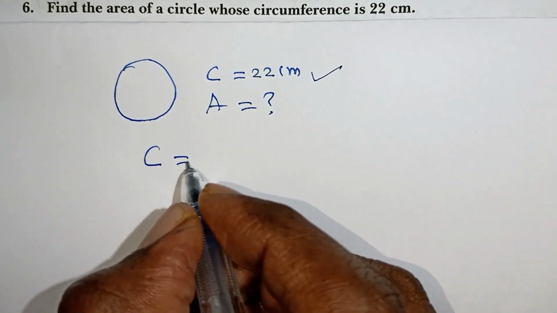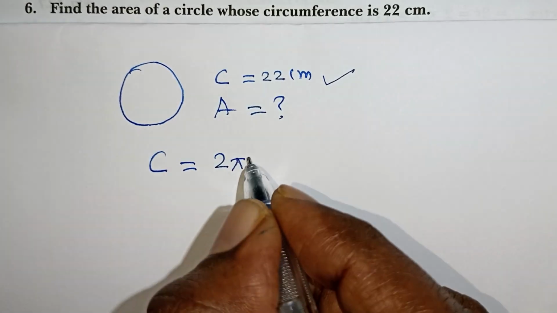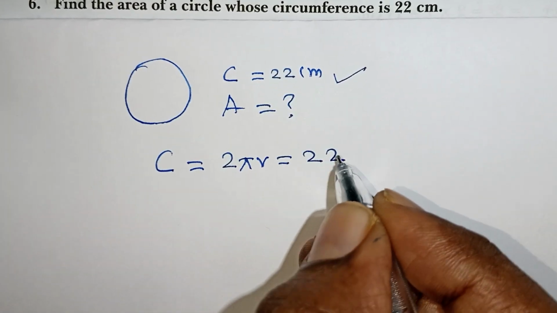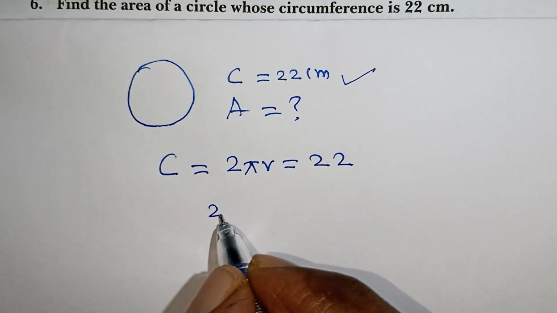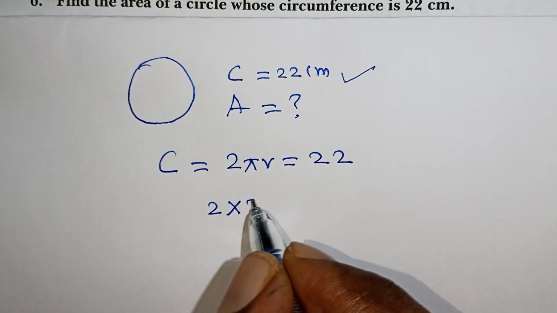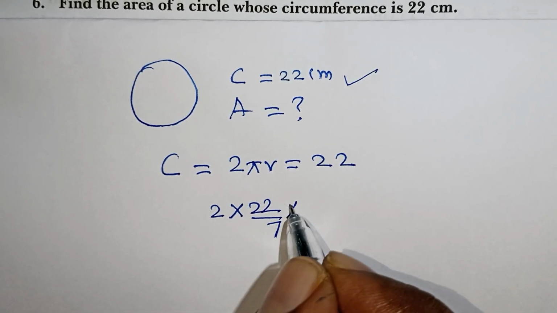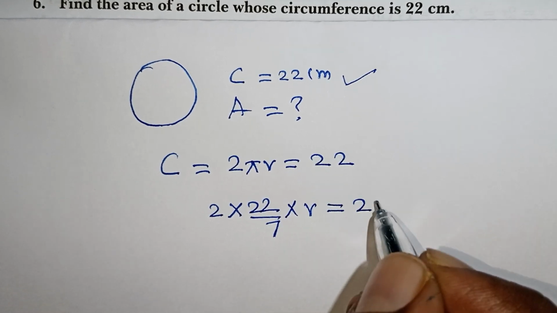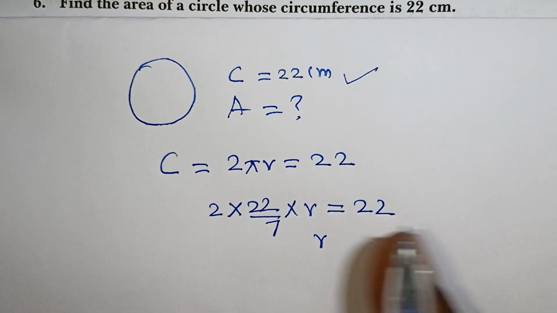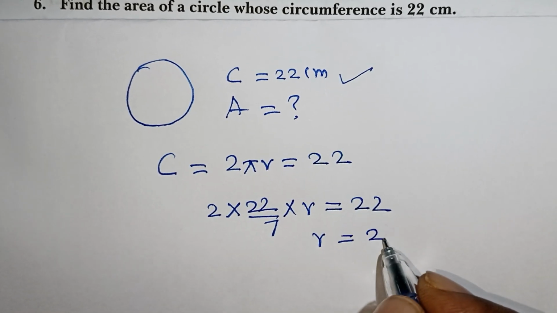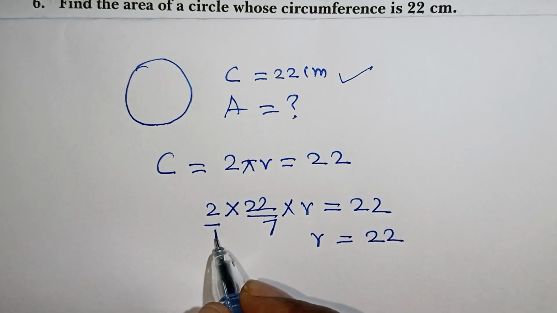So the circumference of the circle is 2 pi r, which is equal to 22, as given. Now 2 you can take as it is. Pi value 22 by 7 and r, which is equal to 22. So except the r, the remaining terms we can take to the other side. So we have 22 here. This 2 by 1 we can consider.